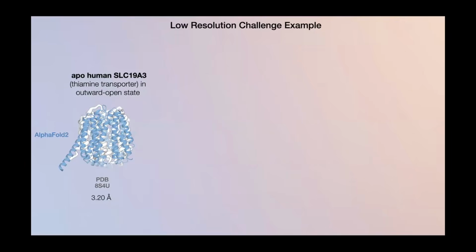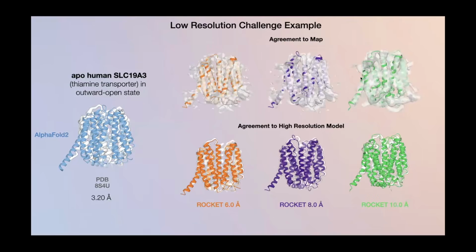So again, this is an example of a transporter protein that is predicted by AlphaFold in a perfectly good conformation. It's just the inward open state, and we have a cryo-EM map of the outward open state. We've done some reprocessing of the maps to progressively obtain lower resolution data. And we've seen that Rocket can, up to 10 angstroms, still recover this final fold starting from the initial AlphaFold prediction.